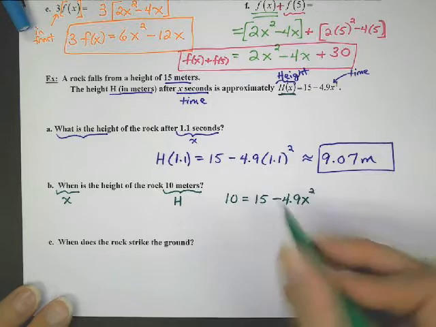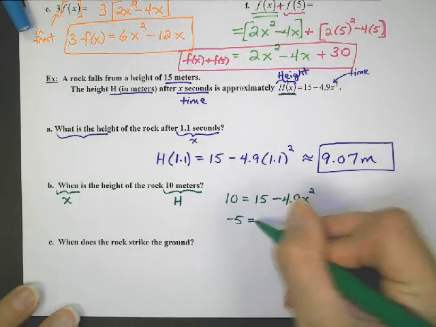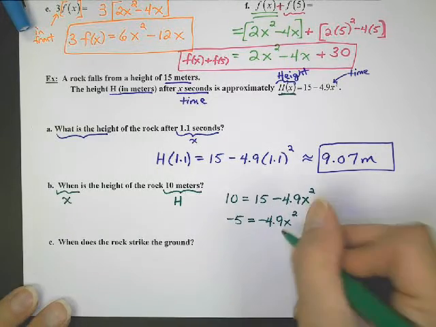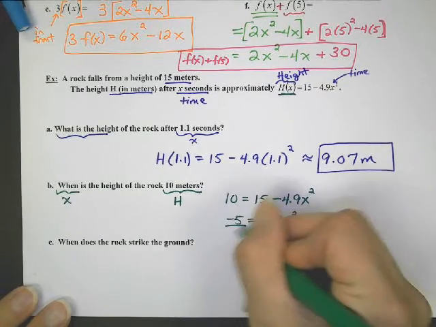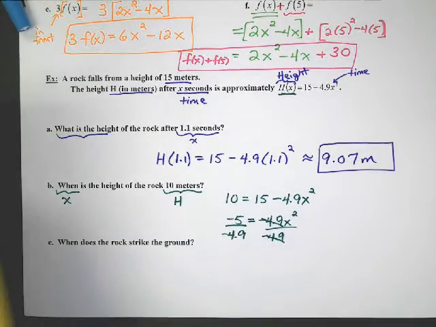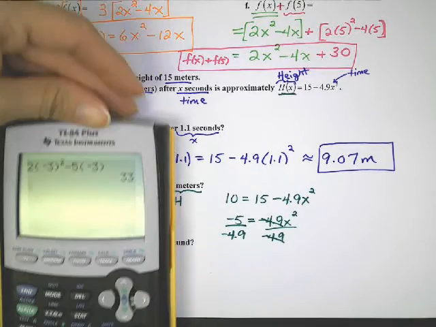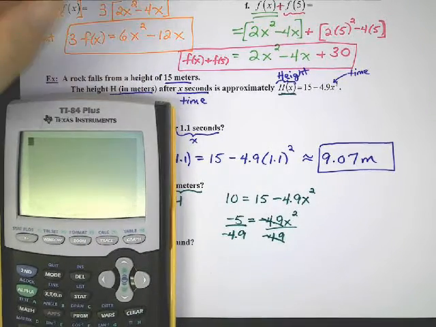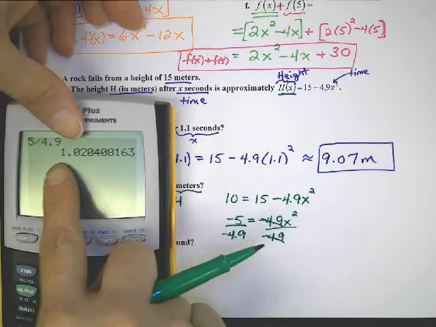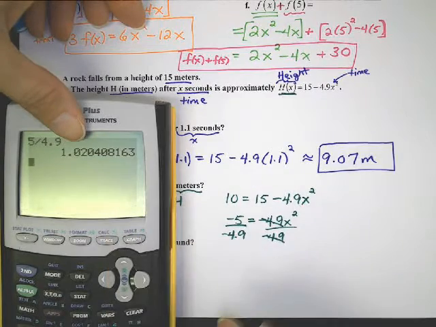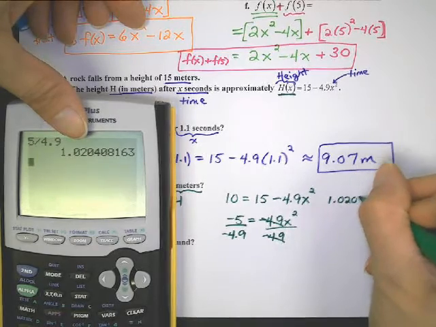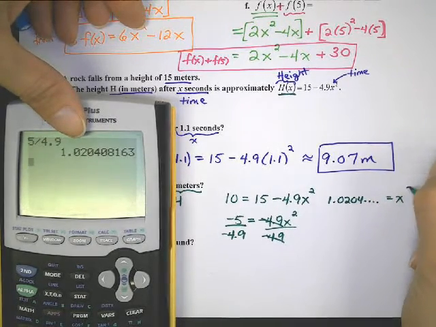First thing I'll do is I'll minus 15 and get negative 5 equals negative 4.9x squared. The next thing I'll do is divide by negative 4.9. Cancel, cancel. So I will be needing my calculator for this. I know the negatives are going to cancel. 5 divided by 4.9. Okay, makes a big, long decimal. Now I don't want to chop it because I still have more calculating to do. It's 1.0204 ... equals x squared.